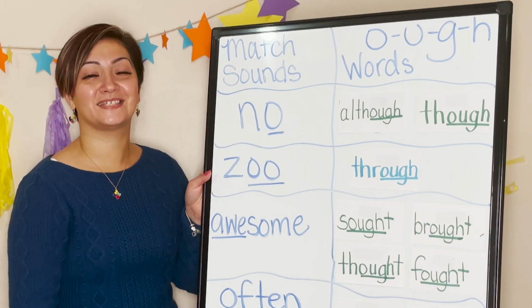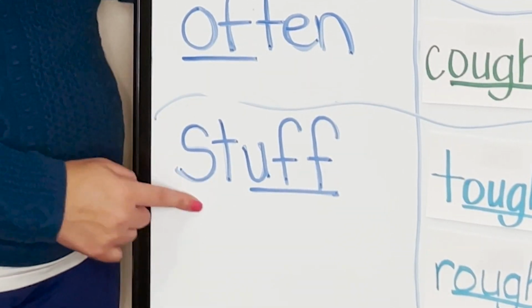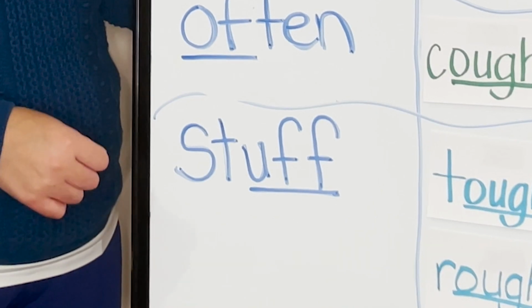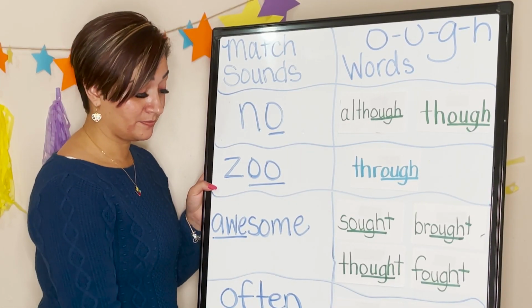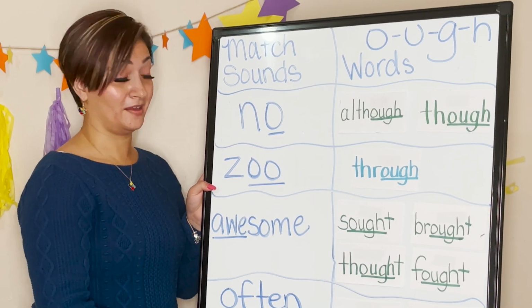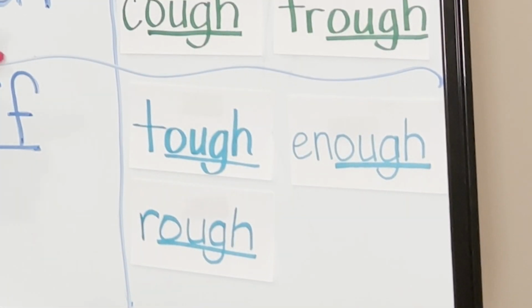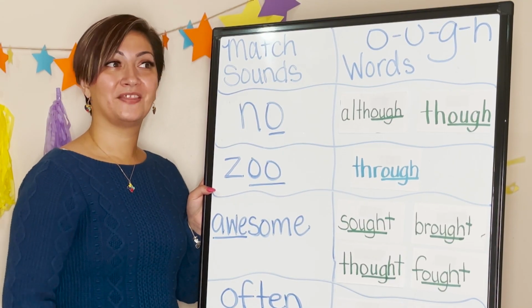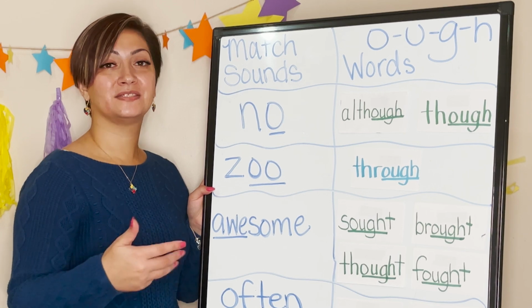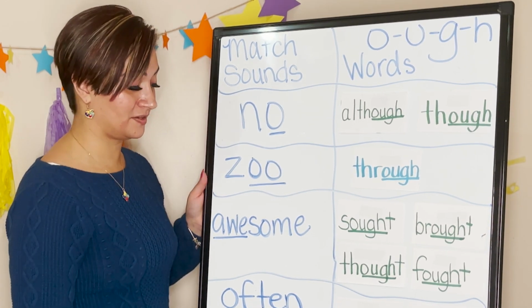All right, and the last sound we're going to work with today is the sound of uff, like in the word stuff. So when we see O-U-G-H, what sound are we going to make? Uff. All right, let's do it. Tough. Nice work. The nail was very tough to get into the wall. Maybe you have to get a better screwdriver, huh?